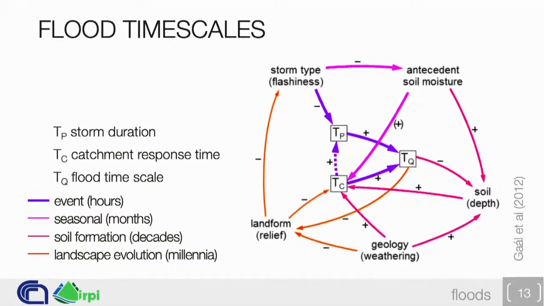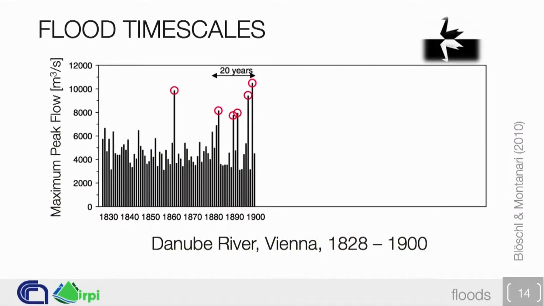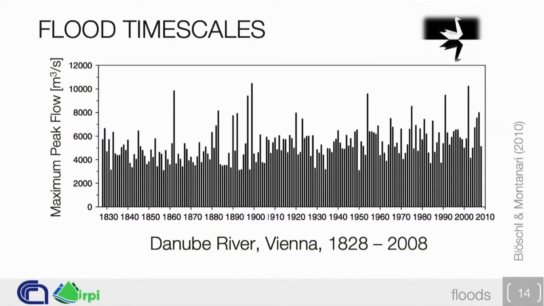And the chart illustrates a web, I would say a complex web, of hydrological and geological processes that control floods at different time scales. And the empirical data may actually not help us unravel the skein. The graph shows the annual peak discharge of the Danube River in Vienna from 1828 to 1900. And one may argue that the frequency of large floods, those that are marked by the red circles, was increasing at the end of the 19th century. But what if I extend the record to 2018?